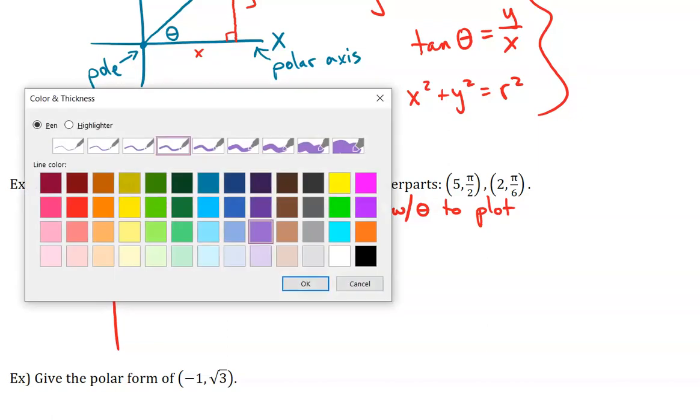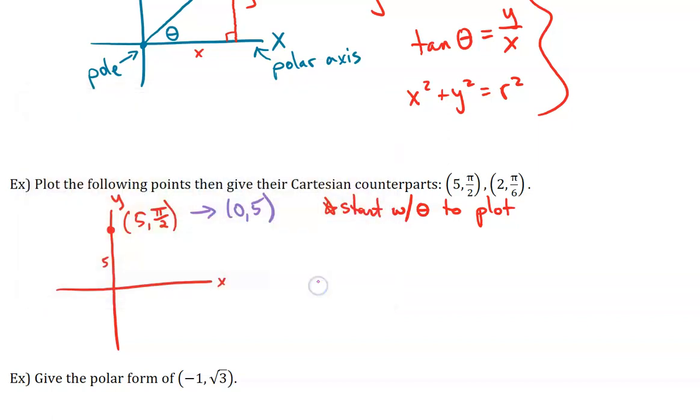And then for this next one, the point 2 comma pi over 6. So we start by opening up pi over 6, which is about this amount right here. So this is pi over 6, okay? And then we want to go 2 units out. So really it probably would only be about right here. So this is the point 2 comma pi over 6. Okay, and then let's go ahead and convert that to its Cartesian counterpart.